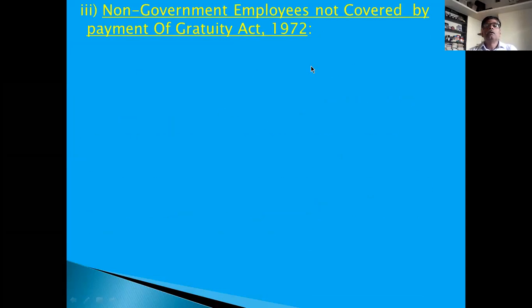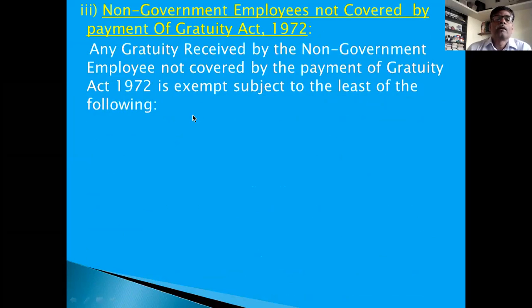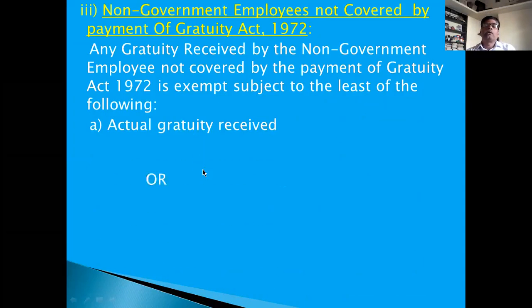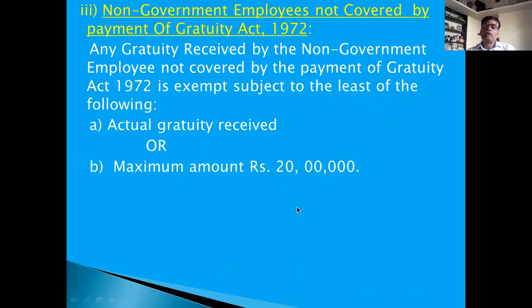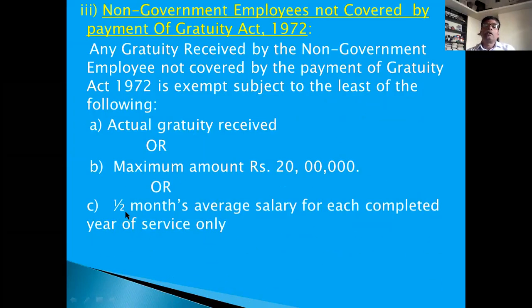Next is regarding employees not covered under the Gratuity Act. It is already explained in the classroom; I'm only telling the highlights. Actual gratuity received is the first point. Second point is maximum 20 lakh, it is the same. And the third point, instead of 15 days, is half month average salary. You have to calculate average salary based on 10 months, and half month average salary for each completed year of service. Only completed years of service; part thereof is not to be considered.